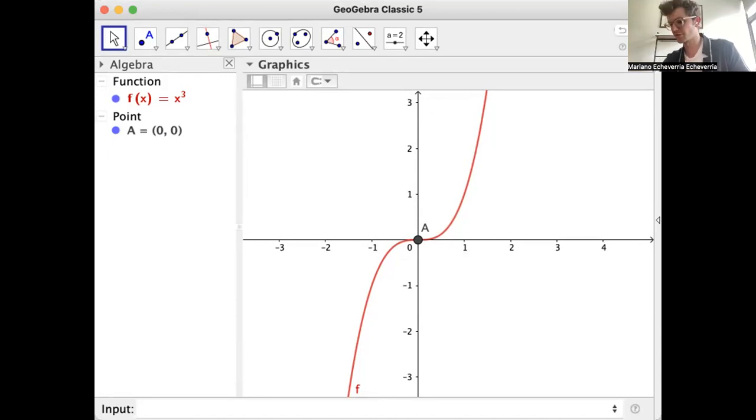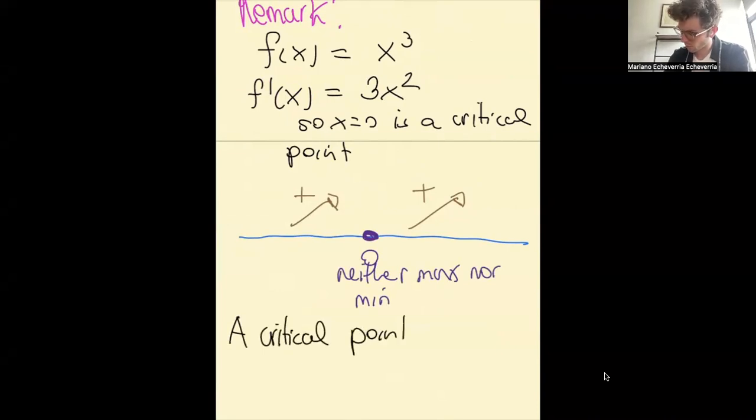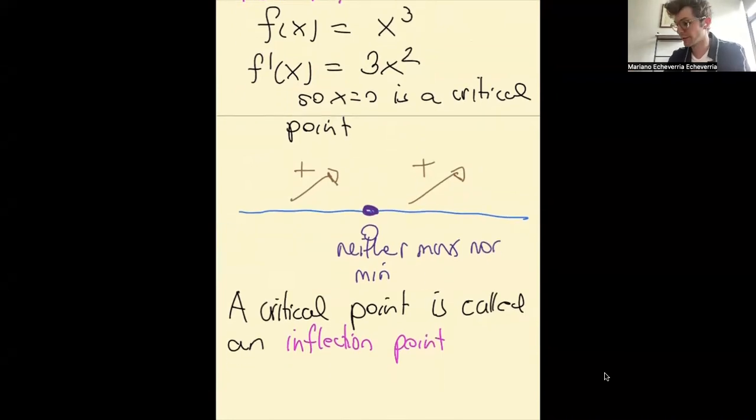So that can happen, and when that happens, that's called an inflection point. Let me introduce the last definition for today: a critical point is called an inflection point if it is neither a relative max nor a relative min.